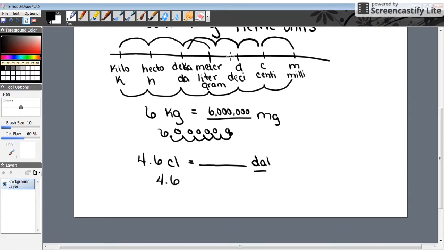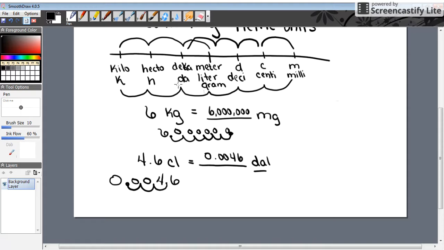Since I moved my place value to the left, my decimal point is now going to move to the left. 1, 2, 3 places. My new decimal point goes here. Fill in the empty spots with my zeros. Since I don't like to have a blank spot for my whole number, I am going to put a 0 in front. So my answer here for decaliters is then going to be 0.0046, or we can also think about it in the form of division.